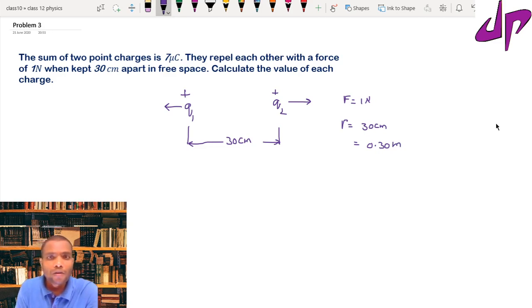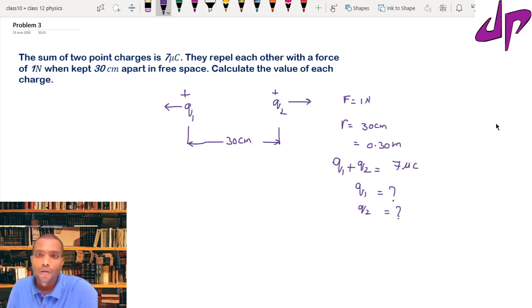One more value is given: the sum of the 2 point charges. Point charges sum means Q1 plus Q2. The sum is given, that is 7 microcoulomb. I need to calculate the value of each charge separately. What is Q1 and what is Q2? So this is the final task we need to calculate. So just apply Coulomb's law.